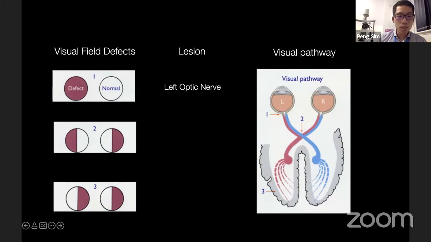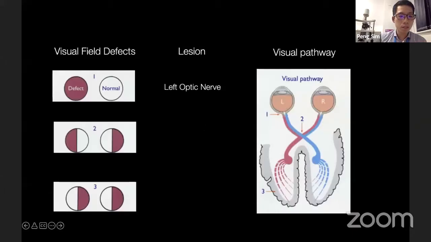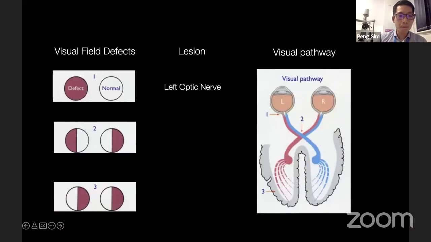And the second one, does anyone want to volunteer and tell me what the second visual field defect is? Oh, perfect. So it's a bitemporal hemianopia. Does anyone have a guess as to where the lesion is? The clue is here. It's in number 2. Okay, yes, perfect. So it's in the optic chiasm. Not a lot of pathology will give you a bitemporal hemianopia.